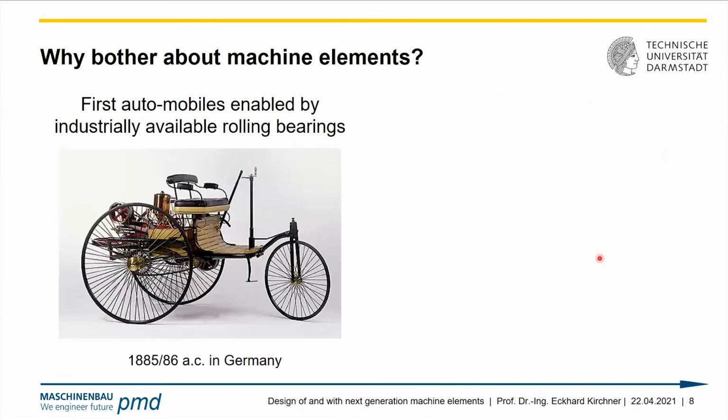When we look at the automobile, also there we see a big increase in technology. The first automobiles, here the ancient vehicles of Gottfried Daimler and Benz, were enabled by the industrially available rolling bearings 140 years ago.